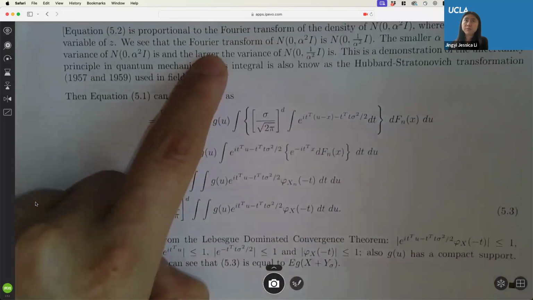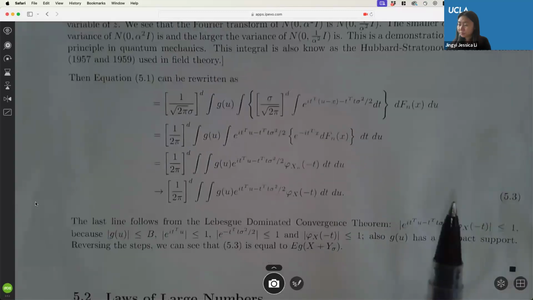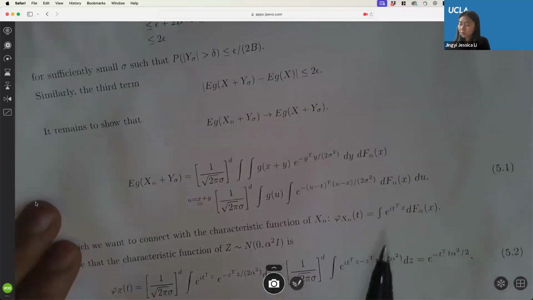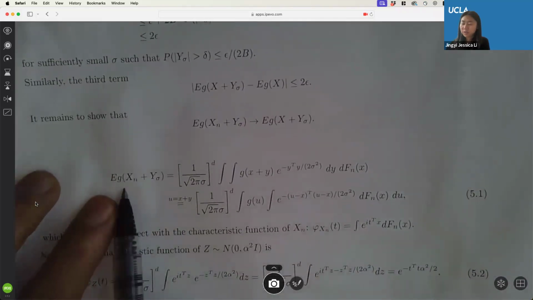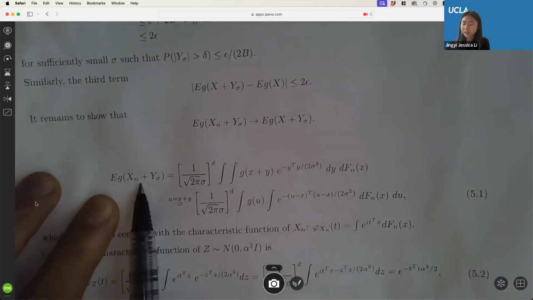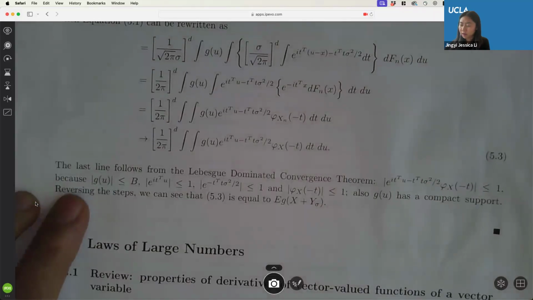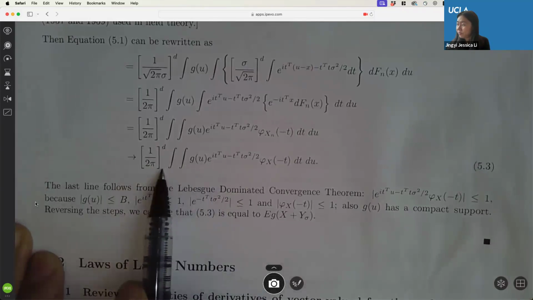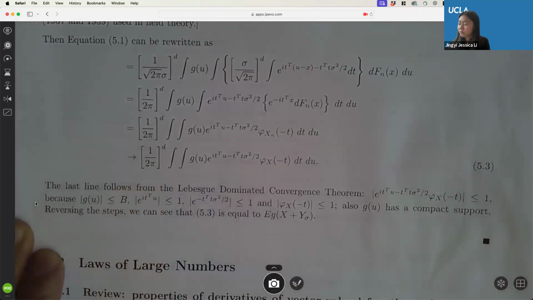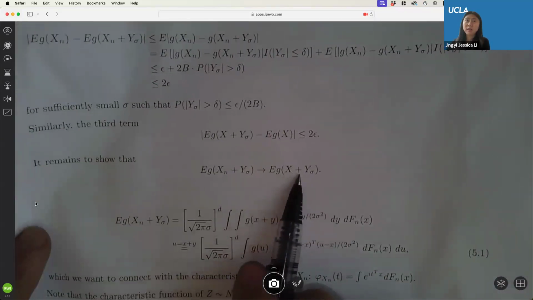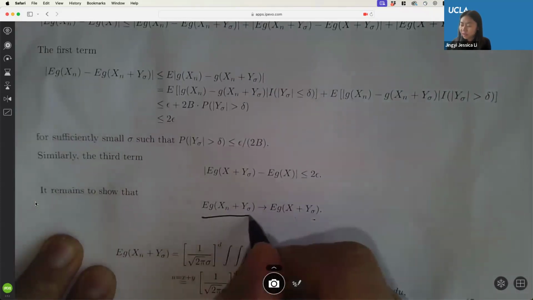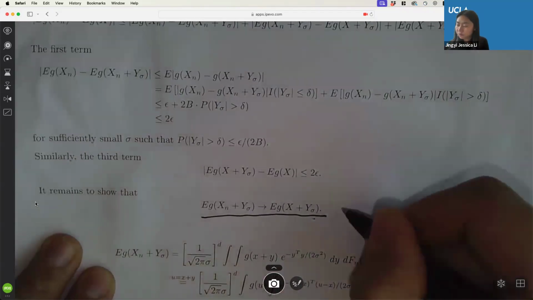So we use Fourier transform here in the proof. Essentially, we need to go from this equation 5.1, which is about the expectation of G applied to xn plus y sigma, and show its convergence. And this will be the expectation of G of x plus y sigma.